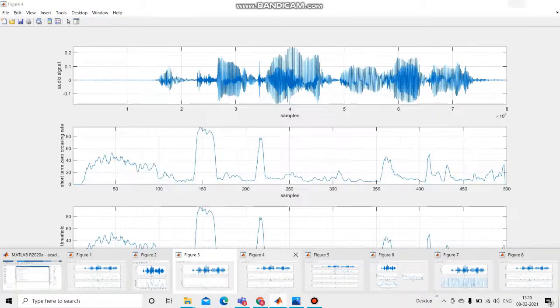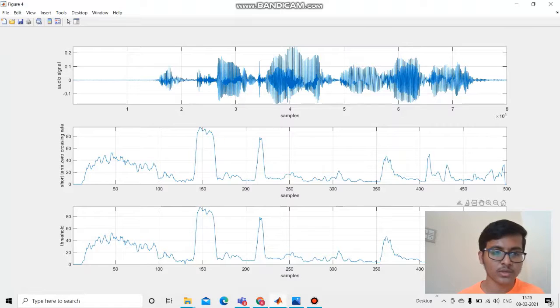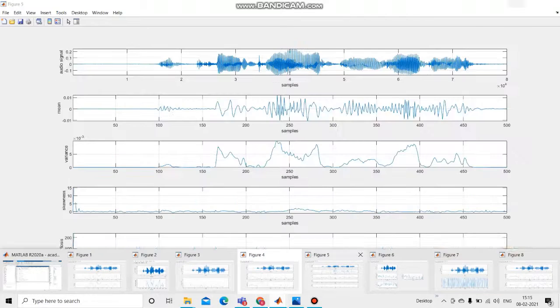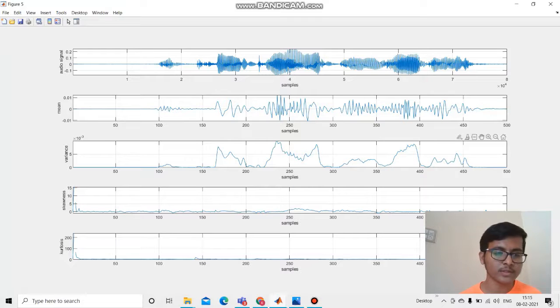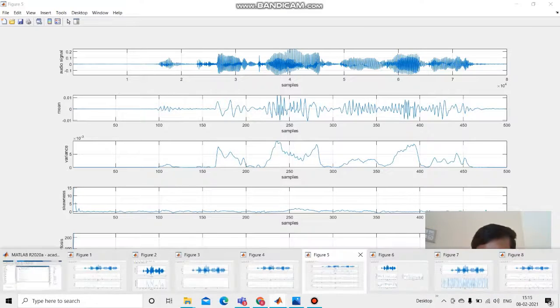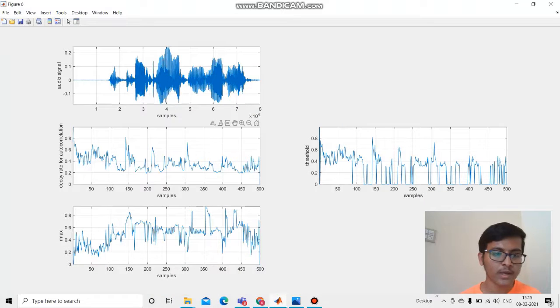And next, this is the short term zero crossing rate graph. This is the audio signal, the short term zero crossing, and this is the threshold graph for short term zero crossing. Next is figure 5, which is the signal statistics graphs: the audio signal, mean, variance, kurtosis, and skewness. And next, figure 6. Here I have plotted the graph for the decay rate for autocorrelation and its threshold for the given audio signal, and the Rmax.